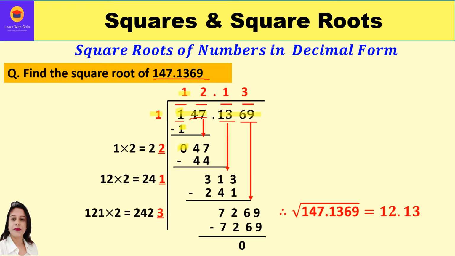Now we bring down the next period, that is 47. This is our new dividend which we need to solve. To solve it, we need a divisor. Over here 1 is the quotient, so what we will do is double it.